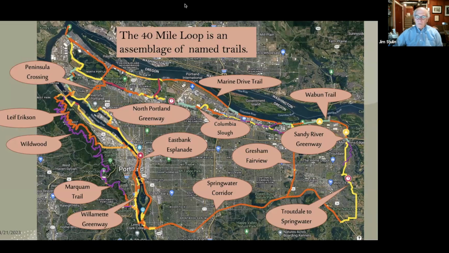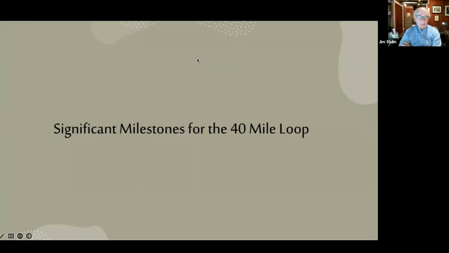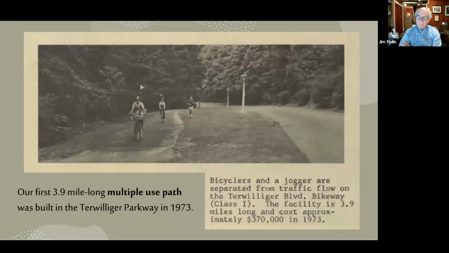So I wanted to run through a series of slides that show benchmarks or milestones of the 40-mile loop. So we'll go through these fairly quickly, I think. The next slide, please. So our first multiple use path was built in 1973, probably with some of those state highway funds from the bike bill, I'm guessing. But it was 3.9 miles of multiple use path.